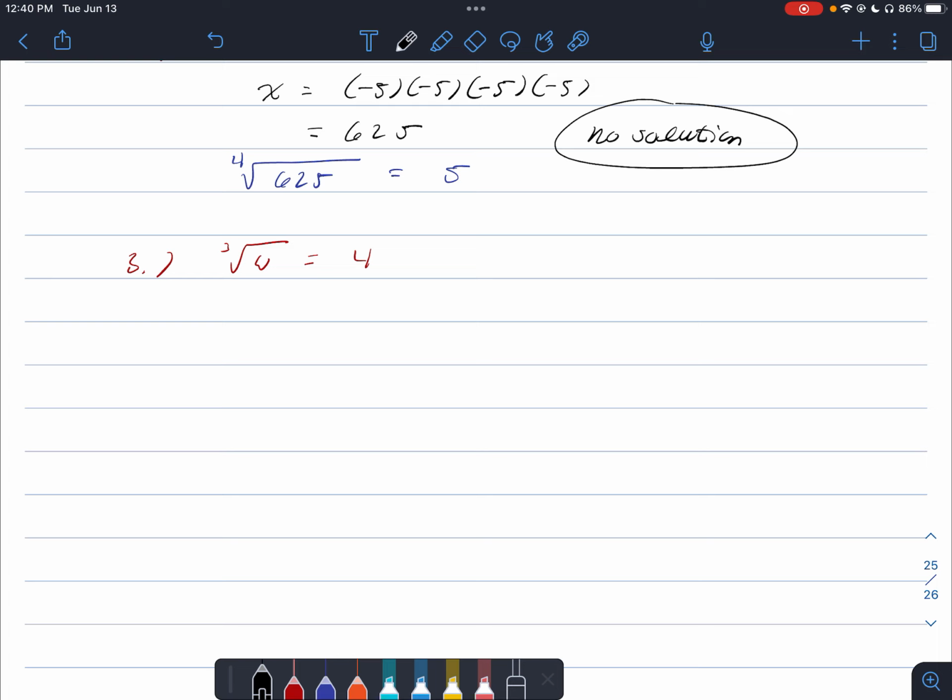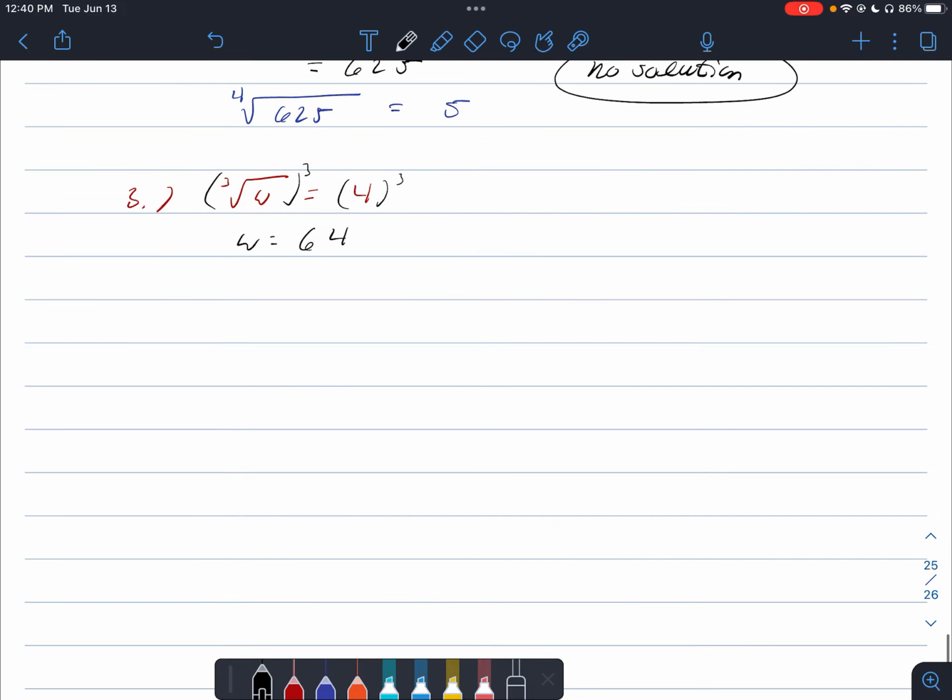So this last one, we have the third root of w, or the cube root of w, is equal to 4. To fix this, we just raise both sides to the third power. We'll end up with w is equal to 4 to the third, or you can think of this as 4 times 4 times 4. We know that 4 to the third is 64. So w should be equal to 64, and we know that the third root of 64 is just 4. So this checks out, and w equals 64 is our answer.